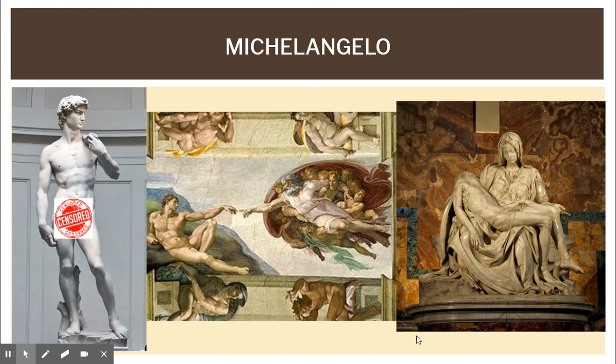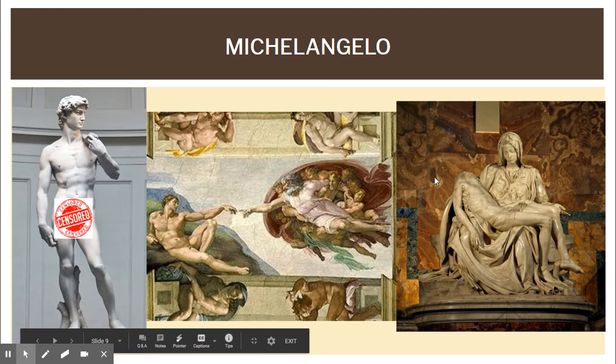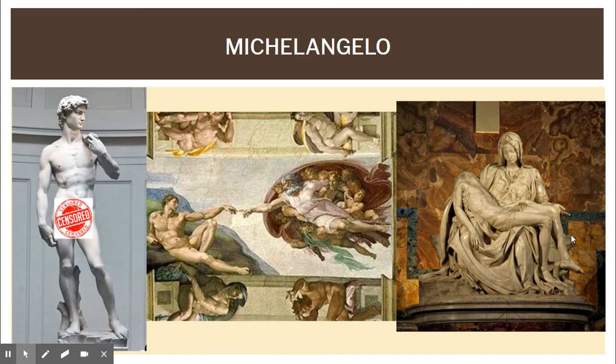Then we have Michelangelo. Let's just go backwards here. Over here, this is the Pieta. This is the sculpture of the Mother Mary holding the body of Jesus. The themes of grief and love and acceptance, immortality. But this is supposed to be after the crucifixion.